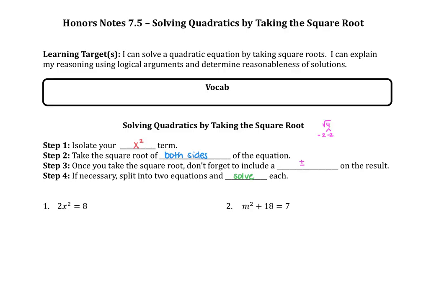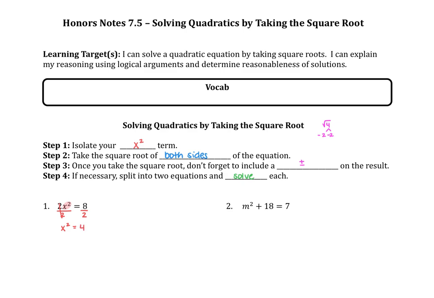Step 1 is I want to get the x squared by itself. So I'm trying to isolate just that x squared. Well, what's happening is, remember, 2 is being multiplied by x squared, so I'm going to undo that by dividing. And if I divide the left by 2, I have to also divide the right by 2. So now that gives me x squared equals 2, and 8 divided by 2 is 4.